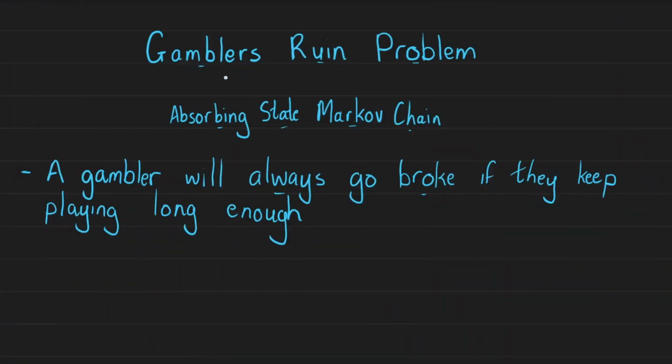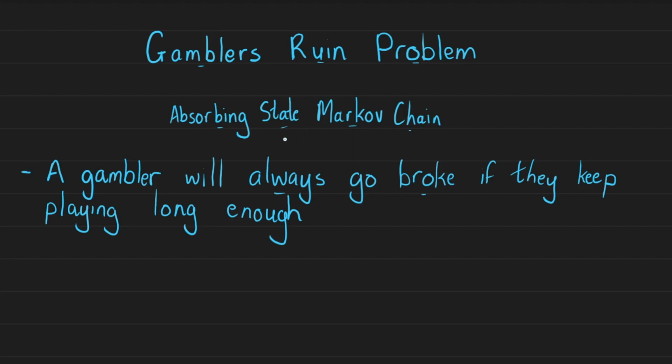Hi there. In this video, we are going to talk about the gambler's ruin problem. This is an example of an absorbing state Markov chain. This gambler's ruin problem tells us something very significant and also something very shocking.